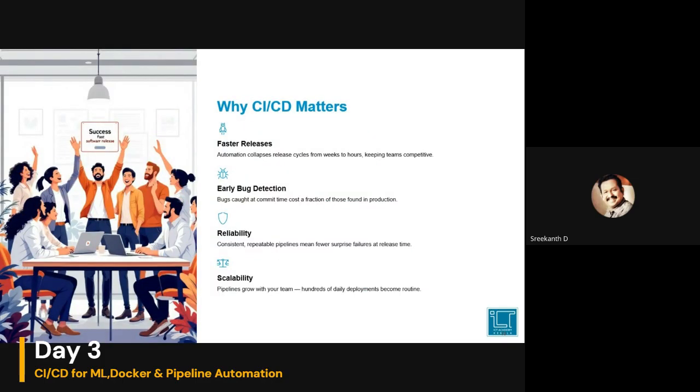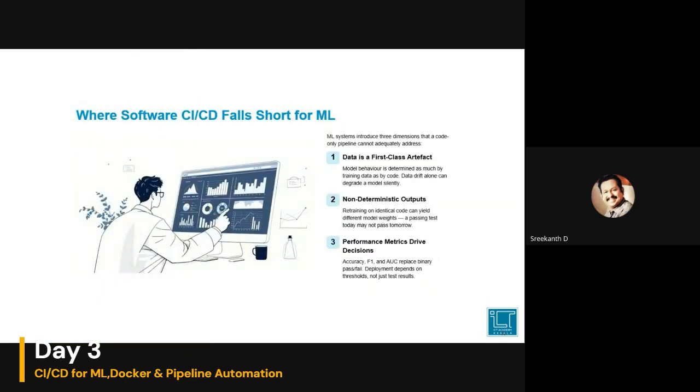So why does CI/CD matter here, right? CI/CD matters in the sense that the traditional flow is linear: commit, build, test, deploy, right? So then we can have a deterministic outcome here. Binary kind of information will be available, like pass or fail. But ML is different, right? ML is different.